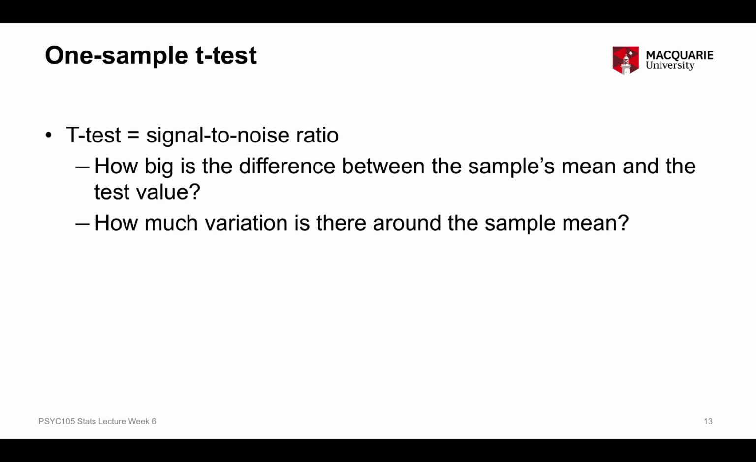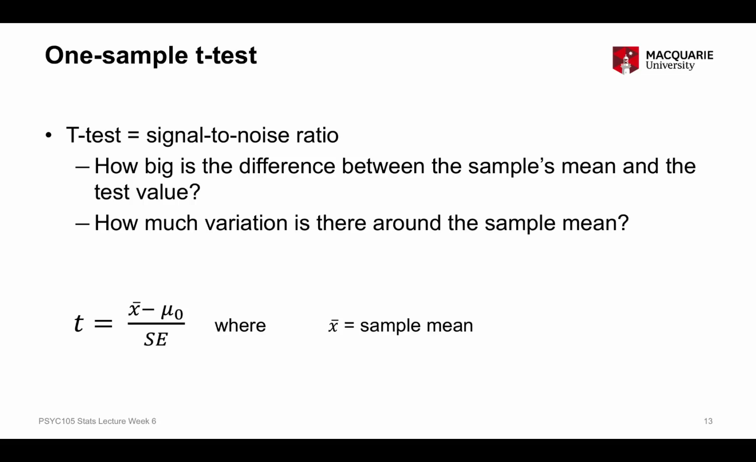And we divide that by the amount of variation or variability or dispersion around the sample mean. Because remember that there's always variation, there's always variability around a mean score. A mean is just the middle score or the average score, but it obviously doesn't capture every single person's score.